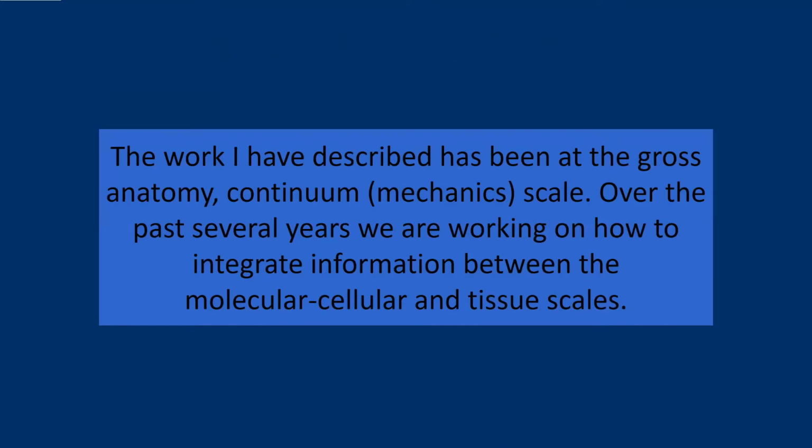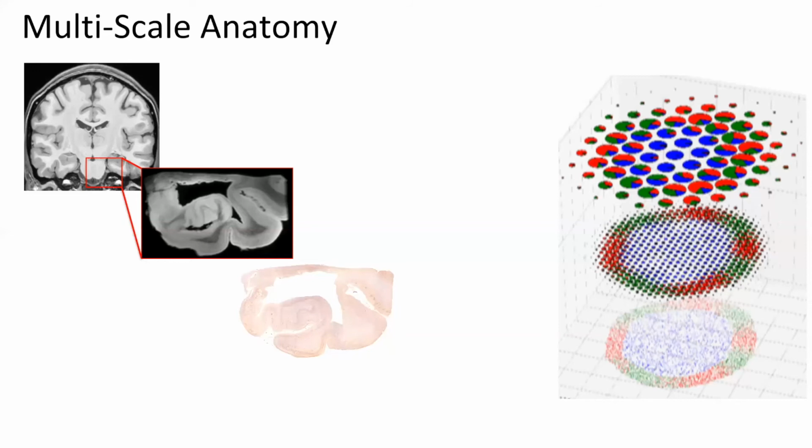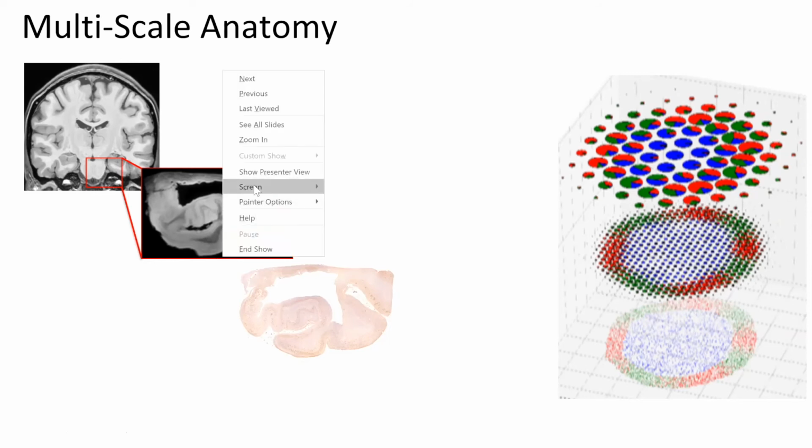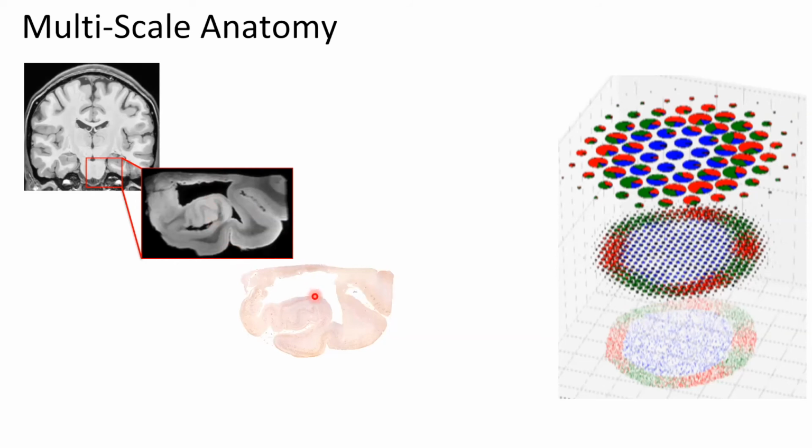So the work I've described thus far has really been in what we would call classical physics or continuum mechanics scale. So over the past several years, we're working on how to integrate molecular scale, and that's going to take us to non-classical methods. So we talked about why we're doing this, and I think it's important not to forget why we're doing this. We really want to try to understand how surrogates that we can measure represent the true processes that are going on in the human brain, in our case, the human brain.